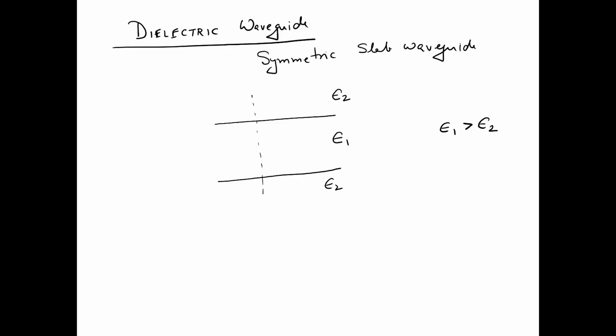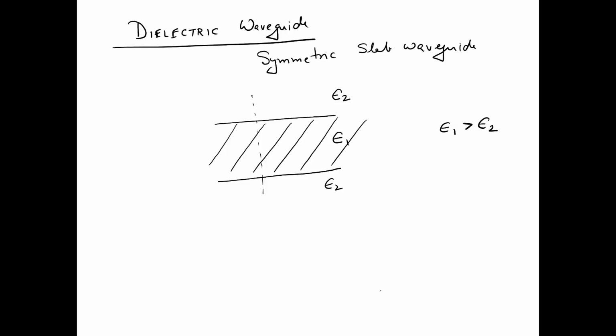So you have to think of it, you have a material here surrounded by another material, and normally the epsilon 2 material could be air. But in general, the condition is epsilon 1 has to be greater than epsilon 2. Think of a thin glass sheet in air. Would this guide light? Would this guide an electromagnetic wave through it?